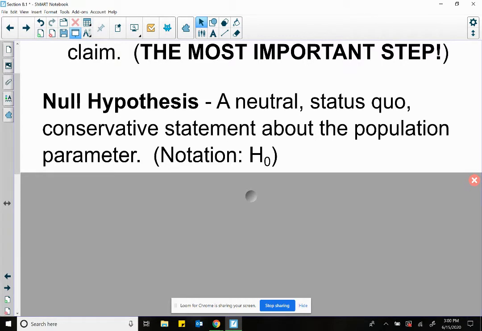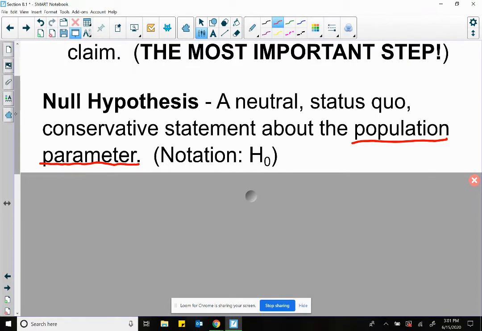Okay, H naught. The null hypothesis is a neutral, status quo, conservative statement about the population parameter. Okay, super important. It is about a population parameter, not a sample statistic. It's about the population. Okay, so it is a neutral, status quo, conservative statement about the population. We call it H naught.